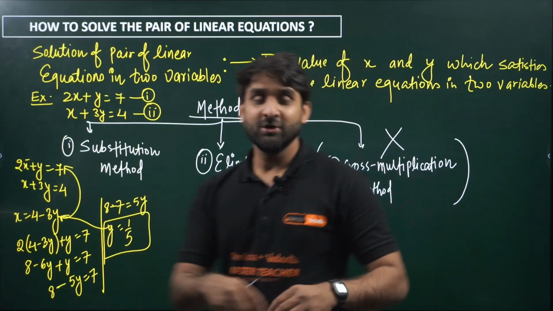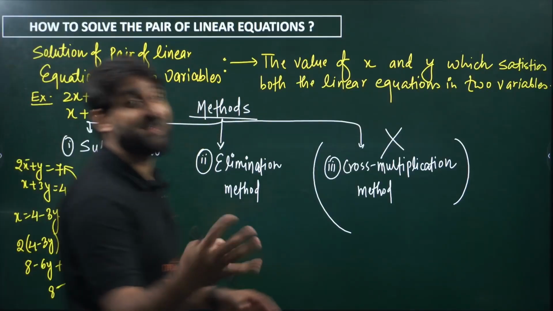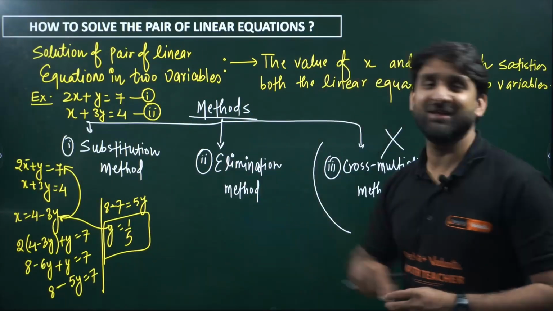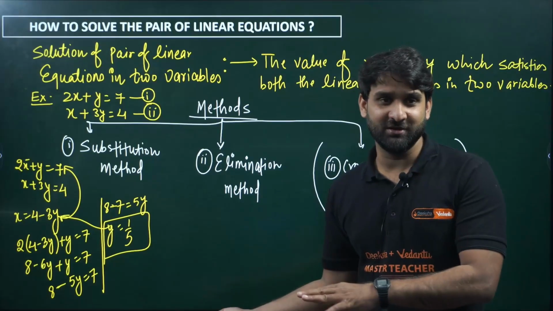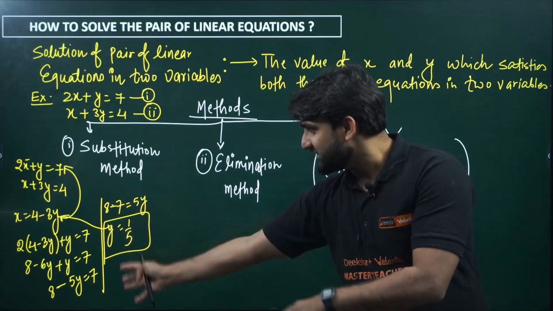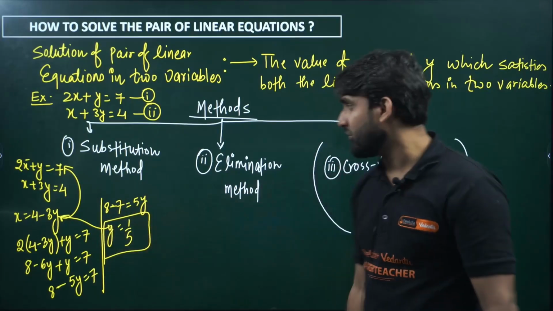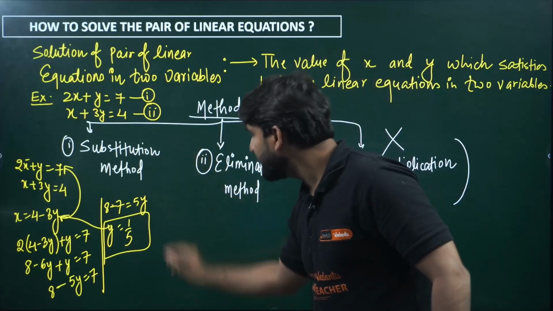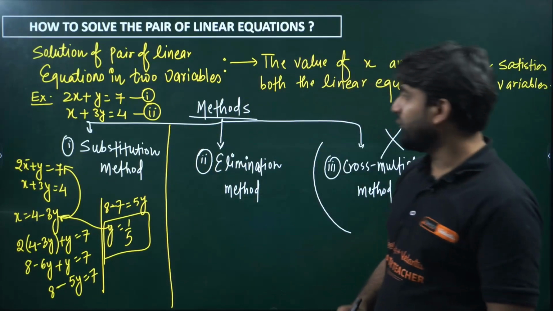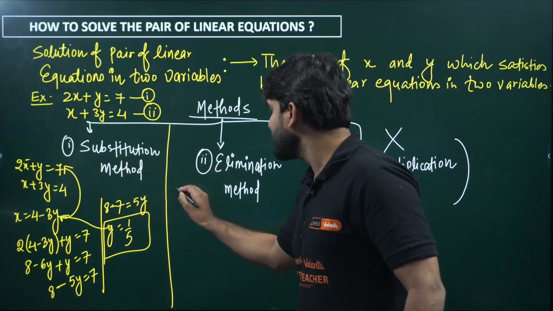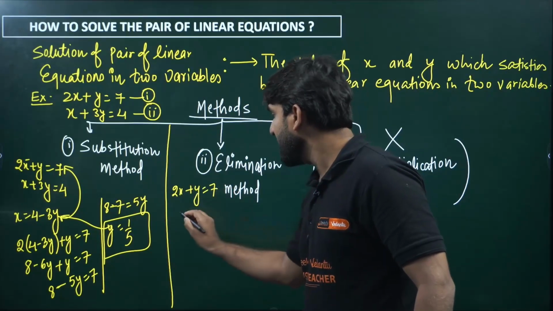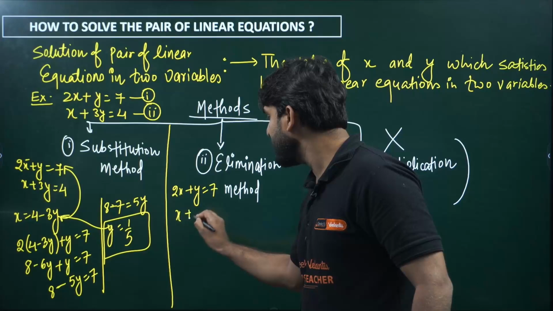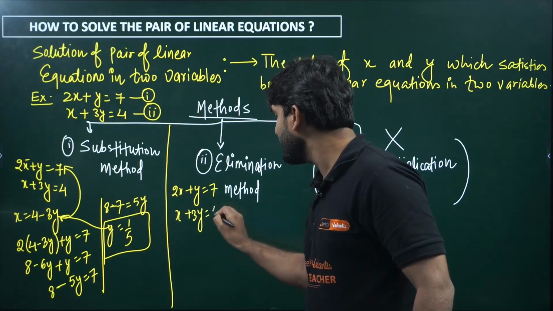Clear everyone? Okay, so let's prove whether our answer is correct or not by using elimination method. So simultaneously you will be able to learn the elimination method, and we can verify whether the answer that we are getting by substitution method is correct or not. So let's apply elimination method. I'm taking the same equations: 2x plus y is equal to 7, and the second equation is x plus 3y is equal to 4.